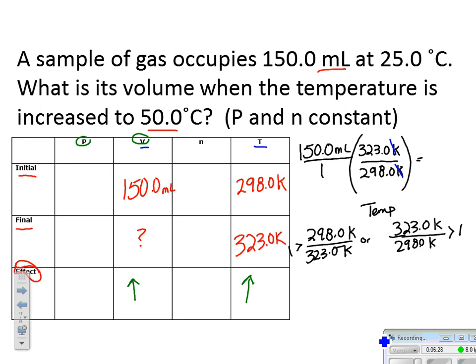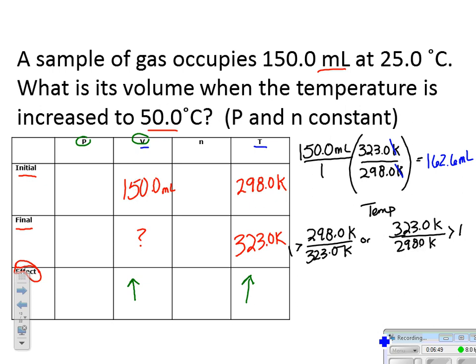We get a volume of 162.6 milliliters, with 4 significant digits, as the new volume. So that's how we're going to solve these problems. We're just going to think about it and multiply by a fraction of what is changing to figure out what we're going to get.